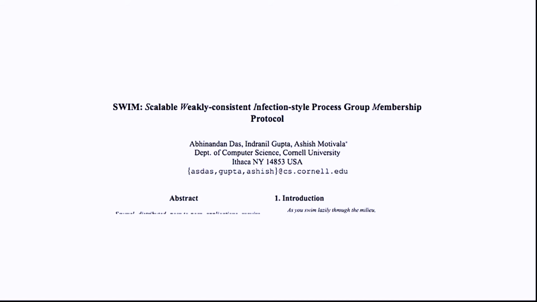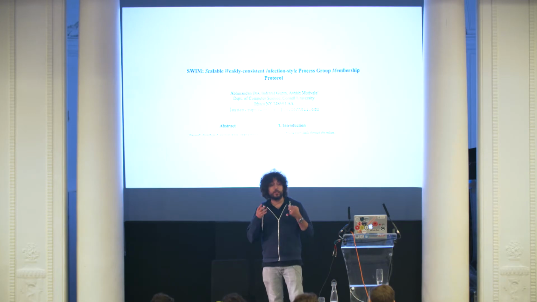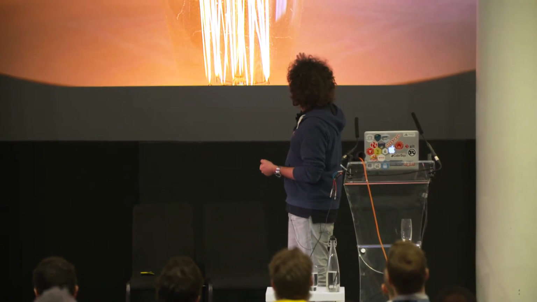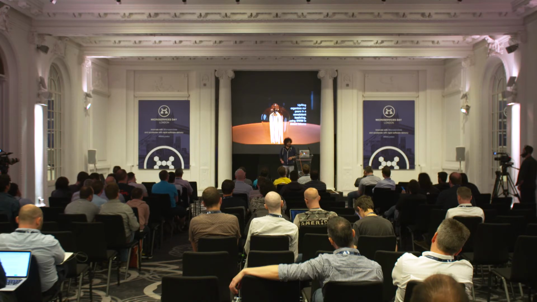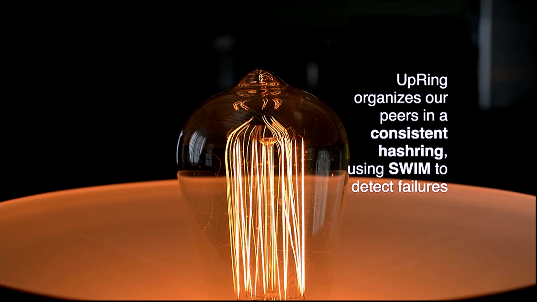Anyway, SWIM is a really nice protocol because it's gossip based. So all the peers chat between themselves and they can converge, in a very large network of thousands of peers, on knowing whoever else is online and available in a matter of milliseconds. So it's really fantastic. What UpRing does is a nice idea: it organizes the peers in a consistent hashing ring using SWIM to detect failures.